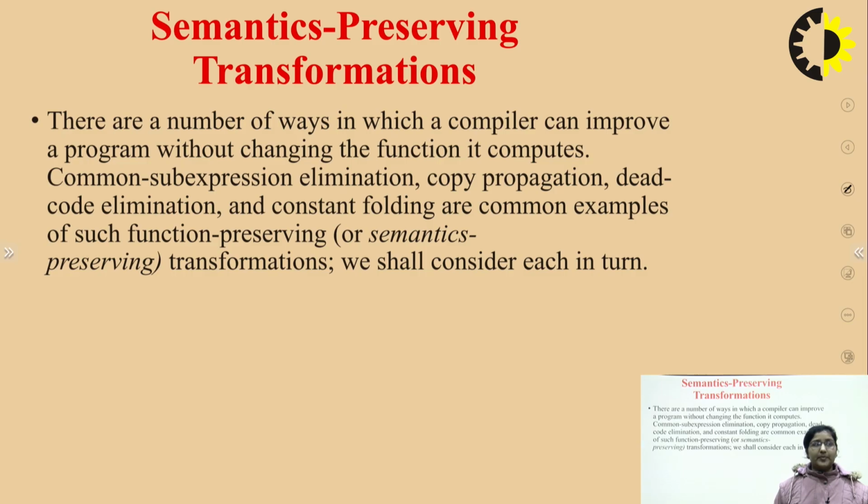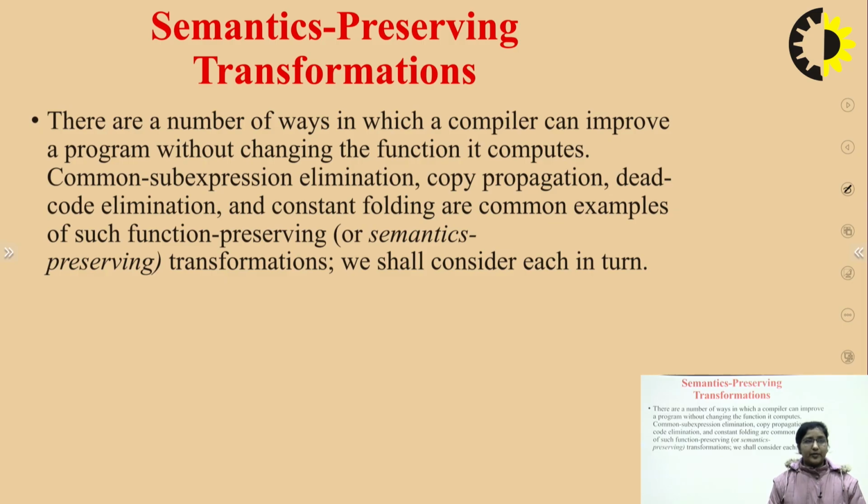Next is semantic preserving transformations. Semantic preserving transformation means preserving the meaning of the program. It should not be the case that during optimization we are using less memory, the code is also very efficient in nature, but it is changing the meaning of the program. This is not the basis of the code optimization. First and foremost requirement for the code optimization is that the meaning of the program should not change.